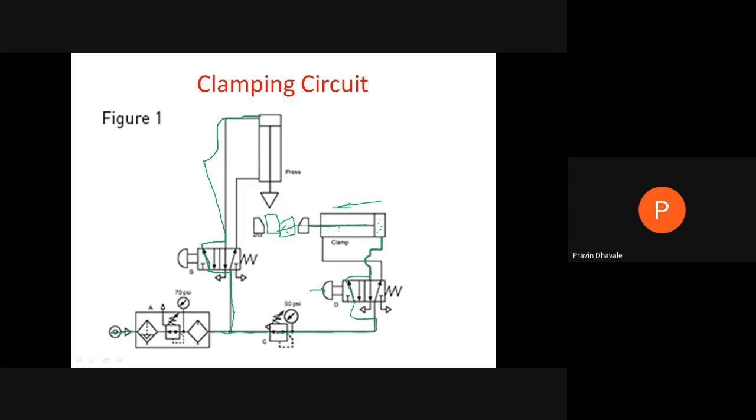Because of that, now here it will be stored over here, and this press will now be moving in the downward direction. Press, now down.